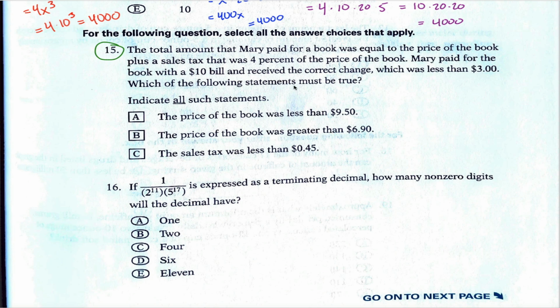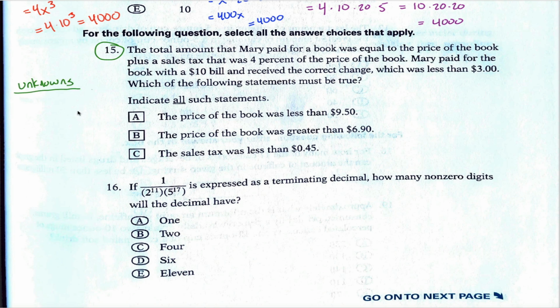Then we're asked which of the following statements must be true. The price of the book was less than $9.50. The price of the book was greater than $6.90. The sales tax was less than 45 cents. Okay, our first problem is we're going to want to translate this into math. Unfortunately, there's several things that we don't know.